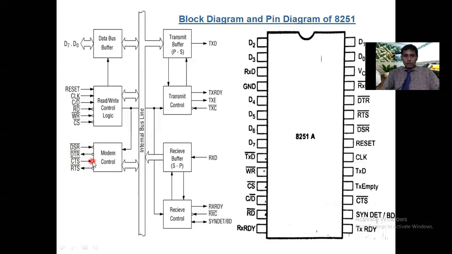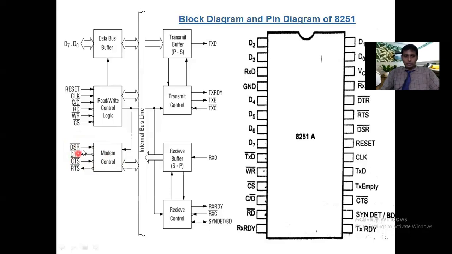Clear to send bar means whenever the operations are completed by the modem, the clear to send bar signal is activated. Then the other is request to send bar. Before sending the data, it will send the request to send bar signal to the external modem device via modem control. So generally these four are essential. Two are input signals and two are output signals. These four are used to communicate mainly for the data transmission operation between modem control and the external modem device.